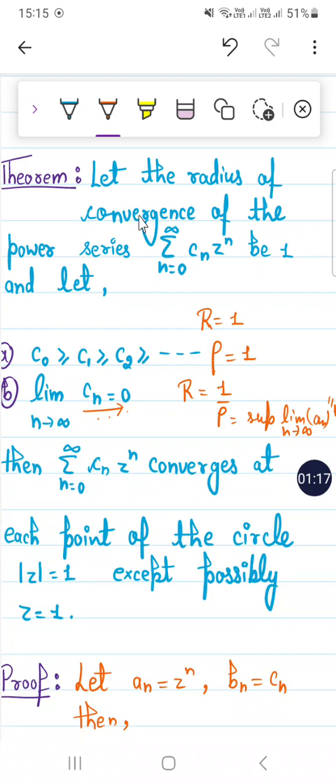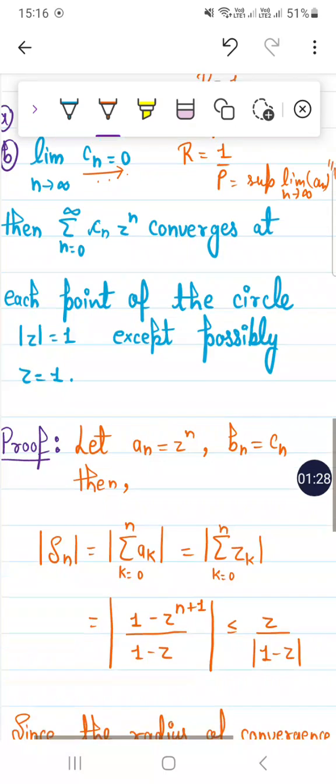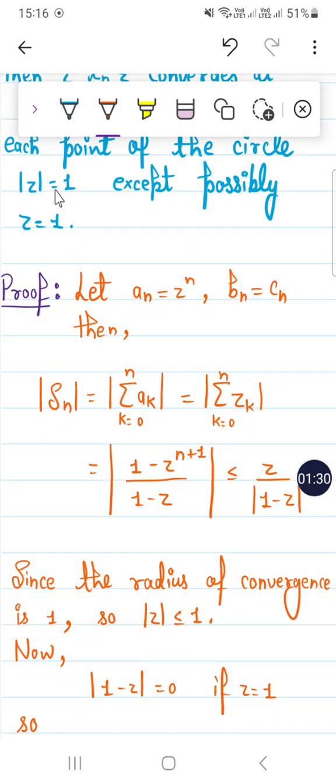So if the radius of convergence of this series is 1, the terms are decreasing and the nth term is 0, then the series converges at each point of the circle mod of z equals 1, but not at z equals 1. That means it converges on the whole circle mod z equals 1, but not at the boundary point z equals 1, right? At this boundary point it is not converging. Now let us prove it.